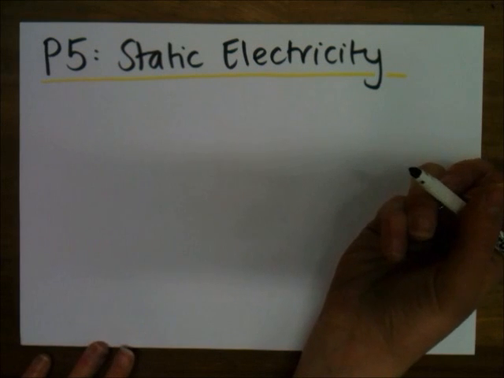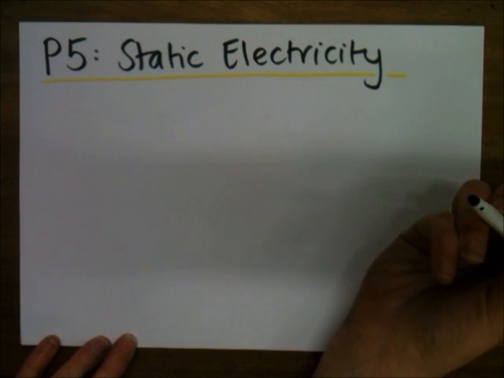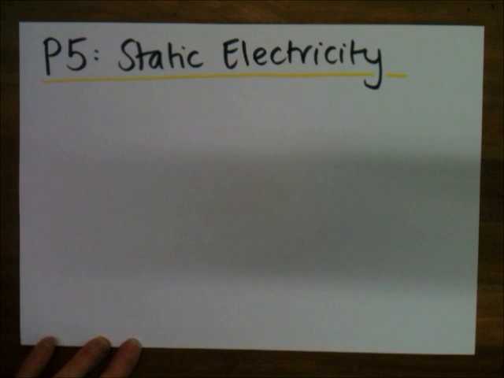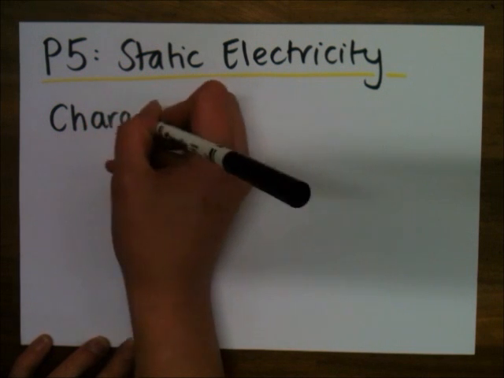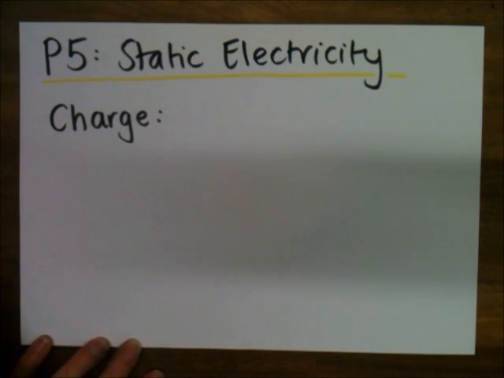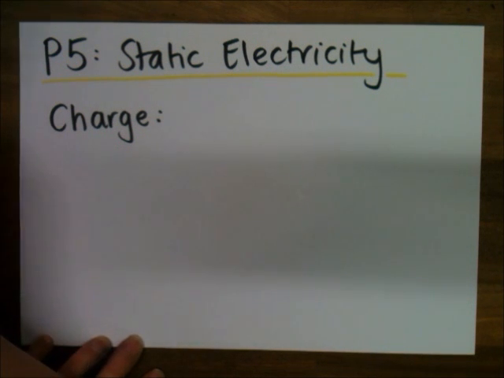Okay, so the first thing we need to look at is static electricity. Now, to know anything about static electricity, you really have to think about something called charge. Charge is a fundamental property of all matter. It's something like mass or even colour. It's something you can describe something with. So as much as you can have a pink coat or a blue hat, everything has a charge.